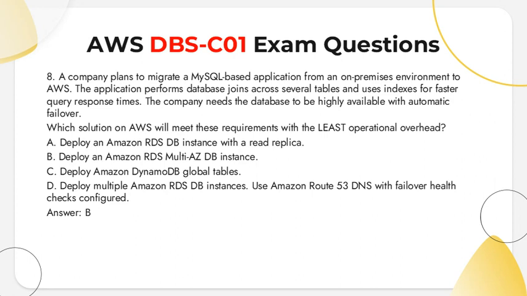A. Deploy an Amazon RDS DB instance with a read replica. B. Deploy an Amazon RDS Multi-AZ DB instance. C. Deploy Amazon DynamoDB global tables. D. Deploy multiple Amazon RDS DB instances. Use Amazon Route 53 DNS with failover health checks configured. Answer: B.